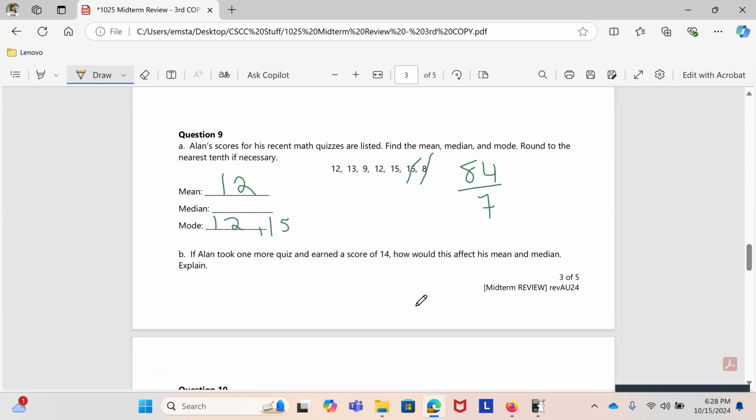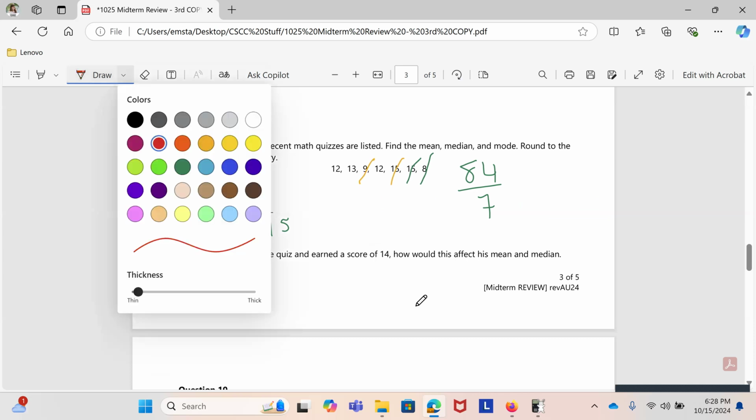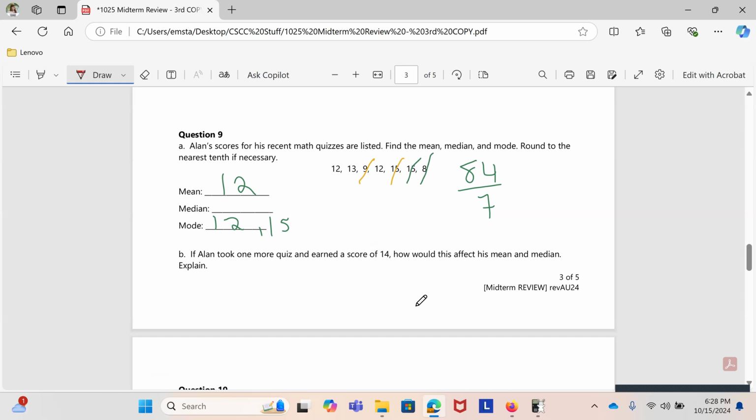15. What's the lowest of what's left? 9. Perfect. I have to do this one more time and then we'll be there. What is the highest of what's left? 13. What's the lowest of what's left? 12. And it doesn't matter which 12 you cross off because you still have a 12 left.